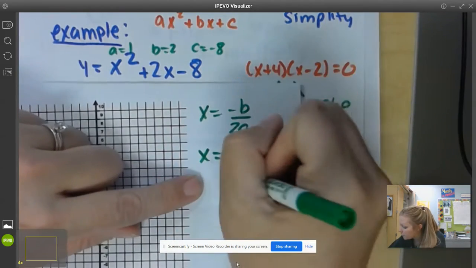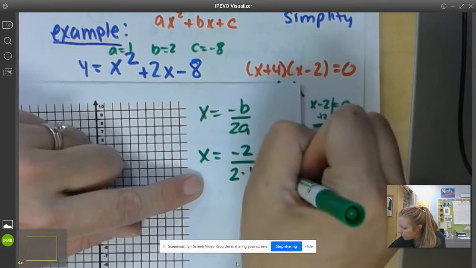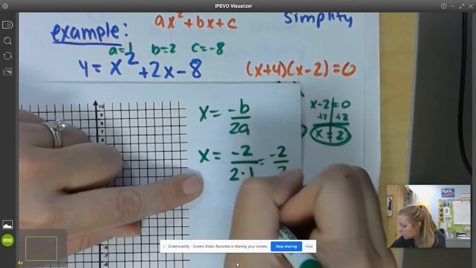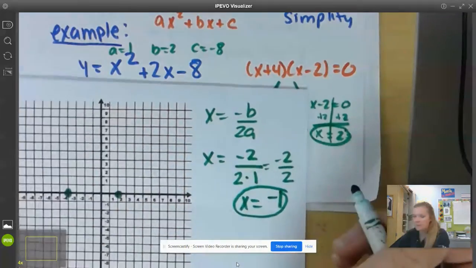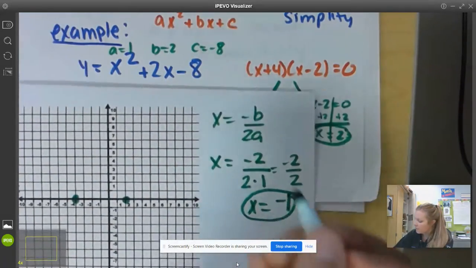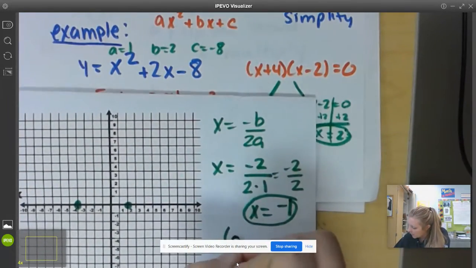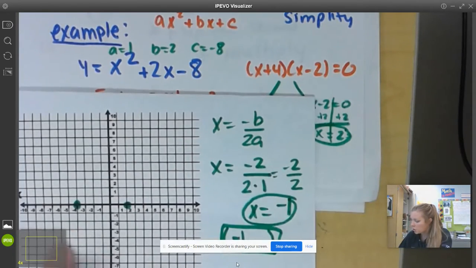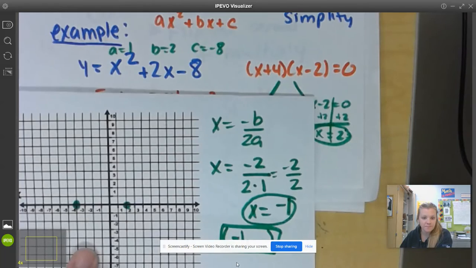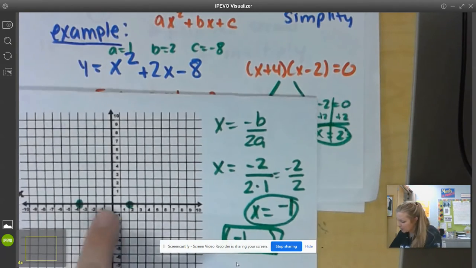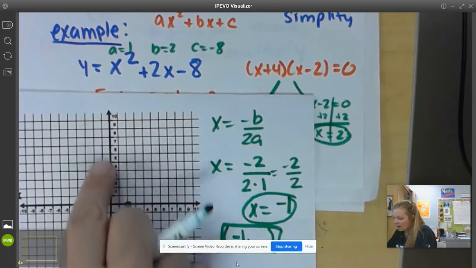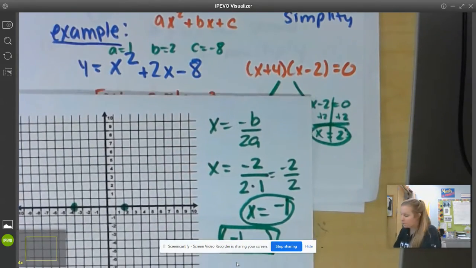And now I'm going to do the math. 2 times 1 is 2. -2 divided by 2 is -1. So my x value is -1. And if we're thinking about this, we need an ordered pair. We need -1 comma a y value in order to know where to put the point. -1 makes sense because if you look at these numbers, -1 is in the middle. I just need to know how far up or down I'm going to go.